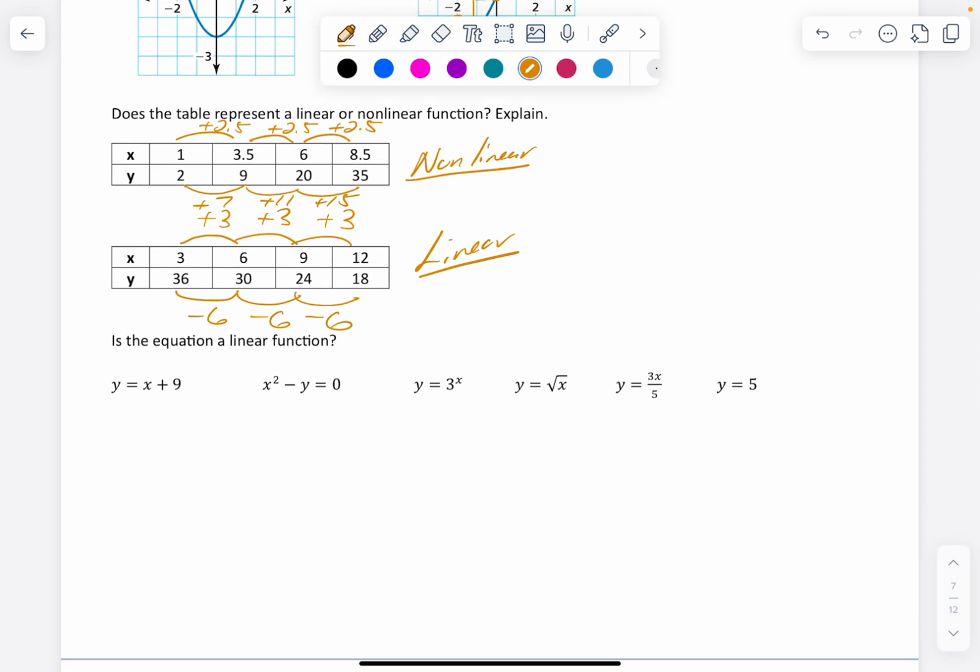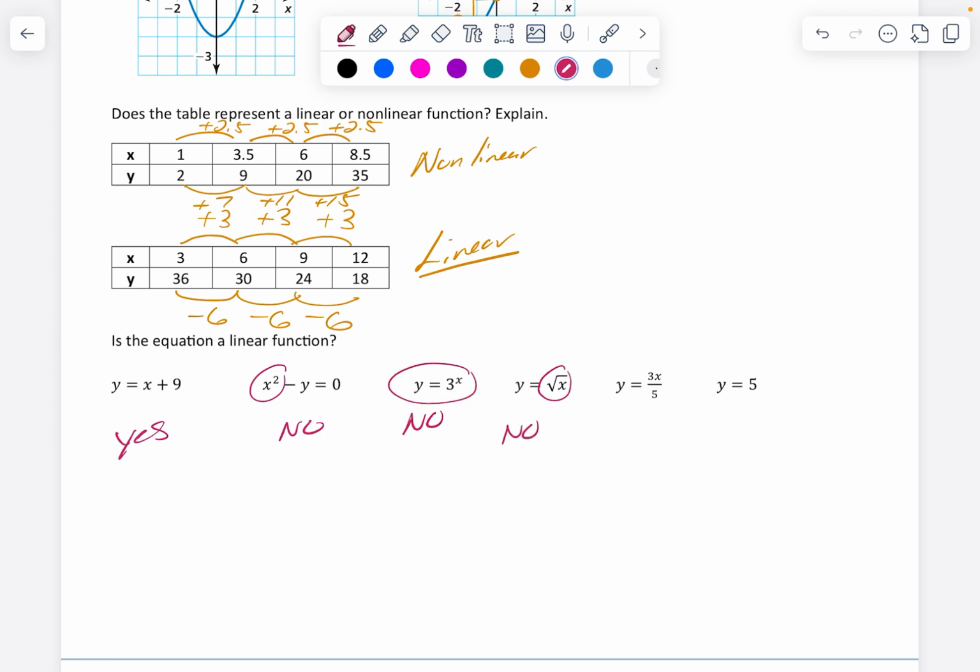Earlier we talked about the equations. If it's plain old x and plain old y, then it's linear. Actually, this one, the question is, is it a linear function? No, because that x squared, right? No, 3 to the x, that doesn't work. No x squared, this is yes. Even though it looks like a fraction, we could rewrite this so that it was 3/5 x. That's good. Again, it's plain old x. It's in the numerator, not the denominator.